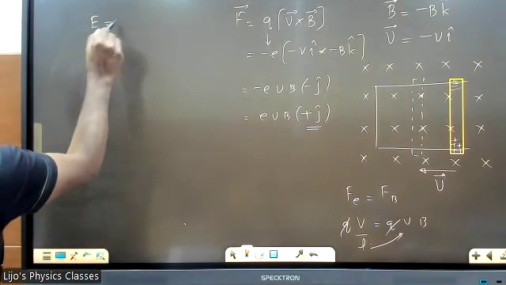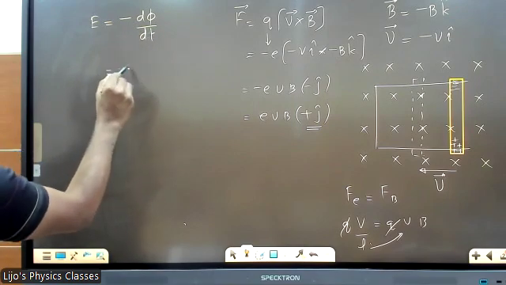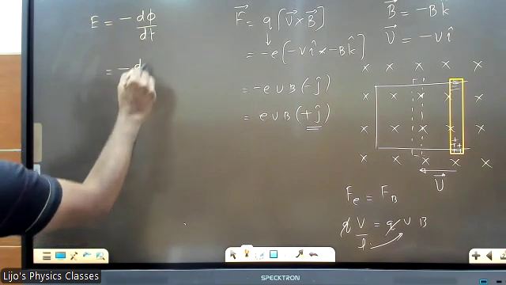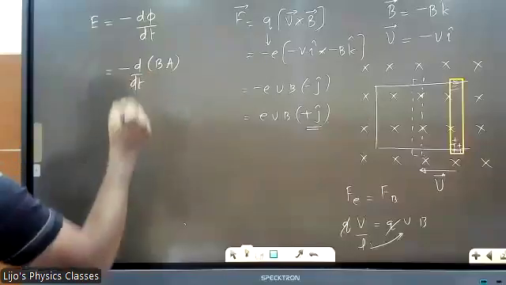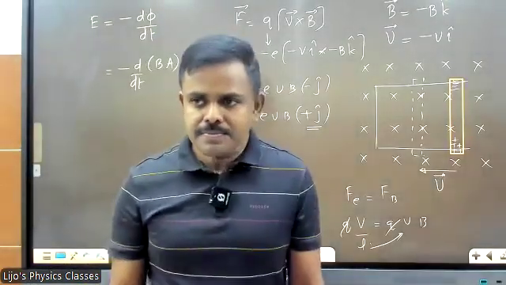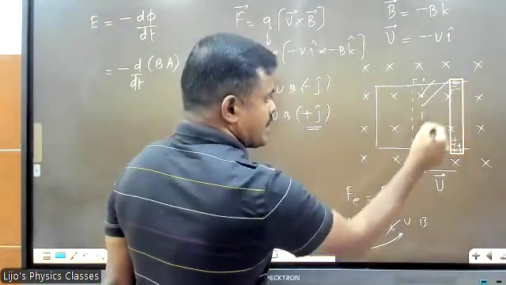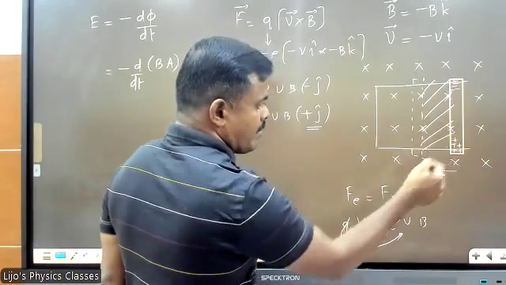This is how I do it. Motional EMF. I start off with Faraday's law. Minus d phi by dt. That is equal to minus d by dt of what is phi? Phi is equal to B into area, isn't it? Flux is given by B into area. Am I correct? Say something, please. All right. And area is what? Look at the shaded region. This is the area I'm talking about.